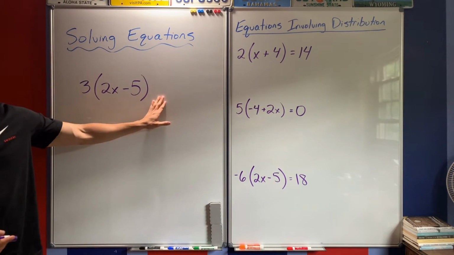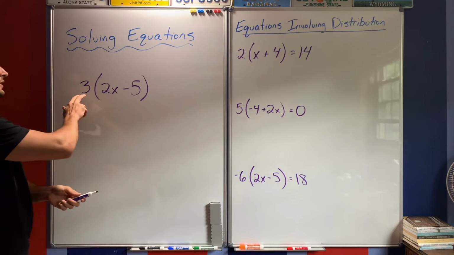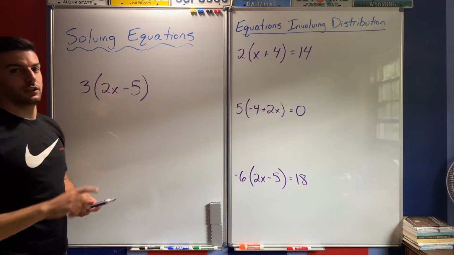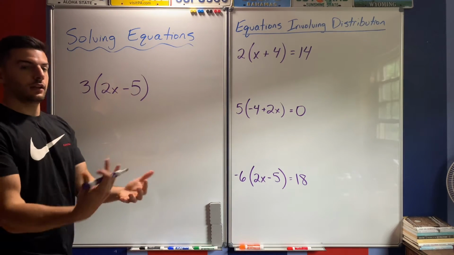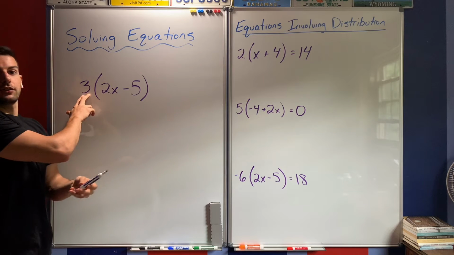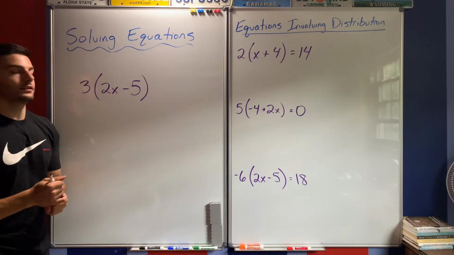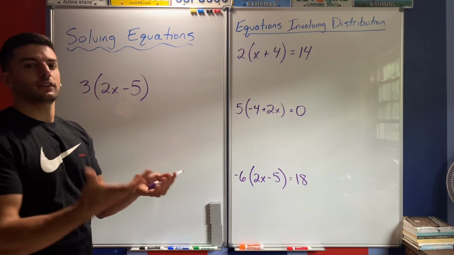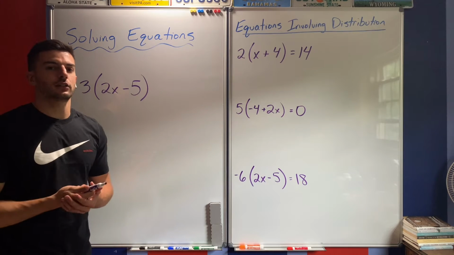Distribution in math is kind of the same, where we are almost like giving each of the terms in this group this outside number. I'm going to explain what that means, but just think about the word to distribute. Everything in the group gets this. So what does that look like?